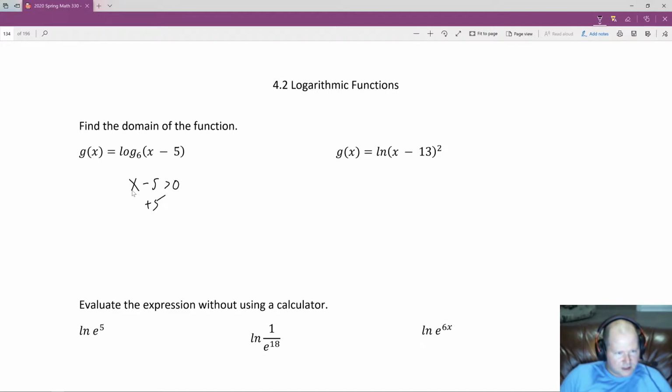Right, and then we're going to solve this. So plus 5, whatever we do to one side of the equation, we do to the other, gives me x is greater than 5. So in this case, we know this whole entire thing is going to be greater than 0.